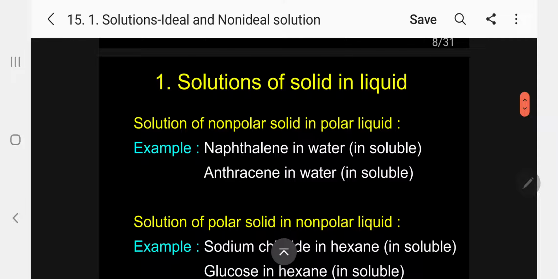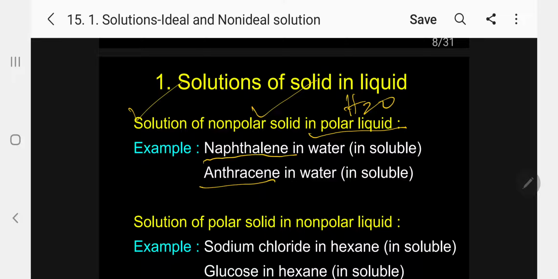Next one, solution of a non-polar solid in a polar liquid. As usual, let me take water as the polar liquid. Non-polar solid means normally hydrocarbons, like naphthalene and anthracene. In water, if you consider the solubility, they are insoluble. So generally, non-polar solids will be insoluble in water.